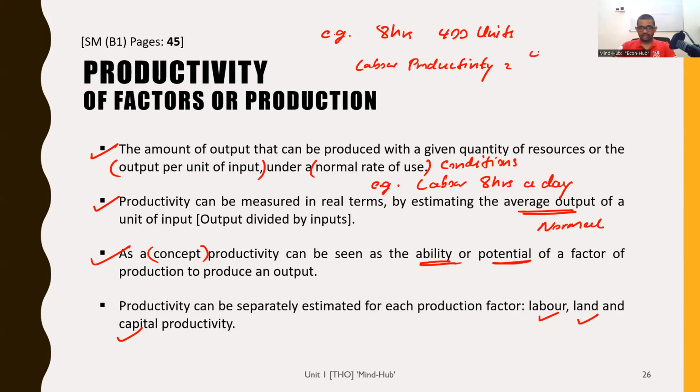Yes. We take 400 divided by the number of inputs. In this case, labor, how many hours? 8 hours. So 400 divided by 8. What is the productivity of labor in this case per hour? You have to give it per hour, per unit of input. So we get 50 units per hour, whatever the product, because that is how you give productivity, per hour.